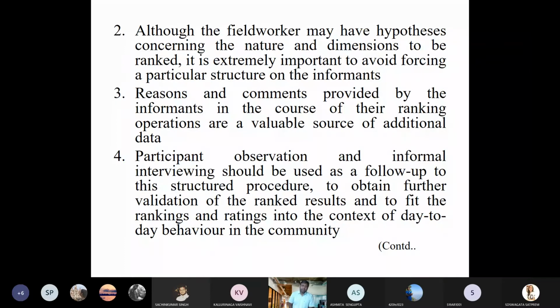Participant observation and informal interviews should be used as a follow-up to the structured procedure to obtain further validation of the ranked results and to fit the ranking and rating into the context of day-to-day behavior in the community. So what exactly happened? You may ask some of the questions to the people and get the information. But how will you also test its validity in all these things?